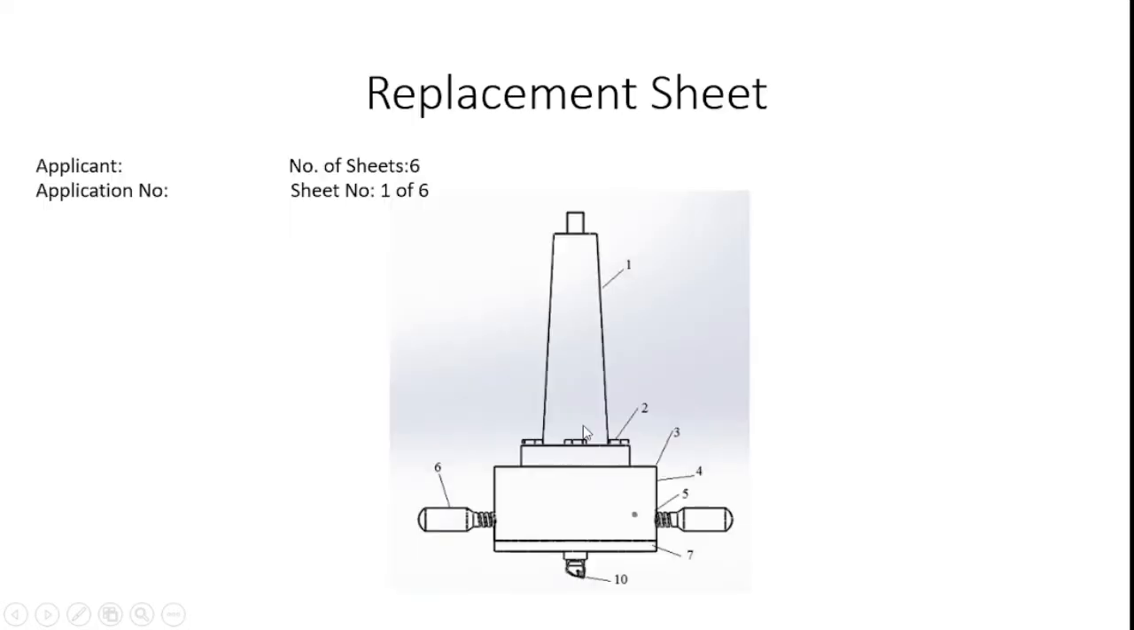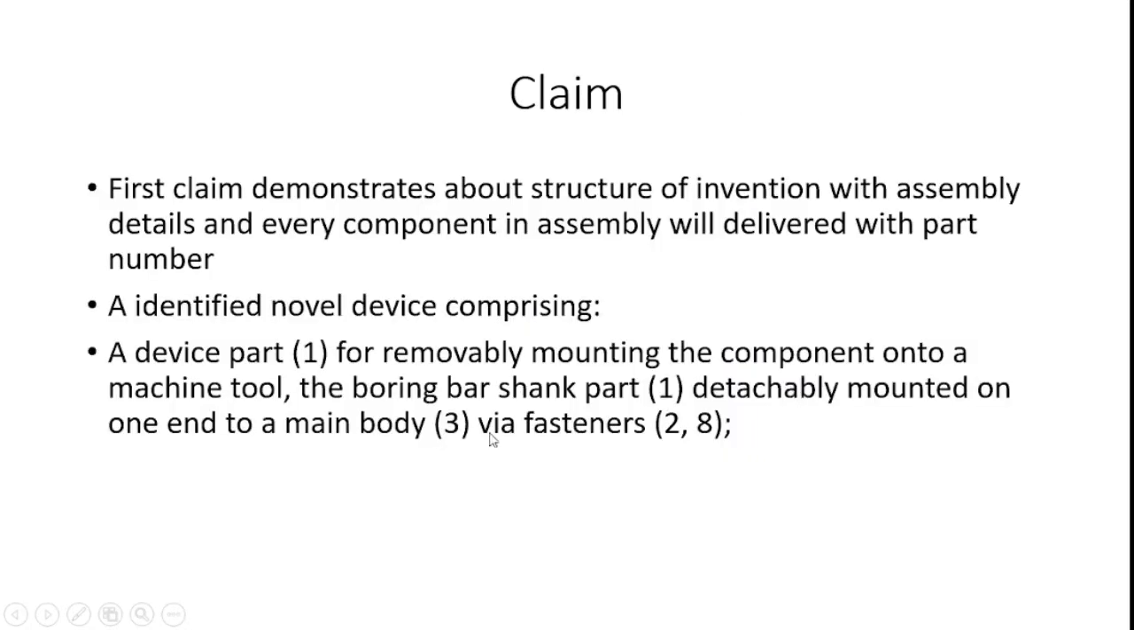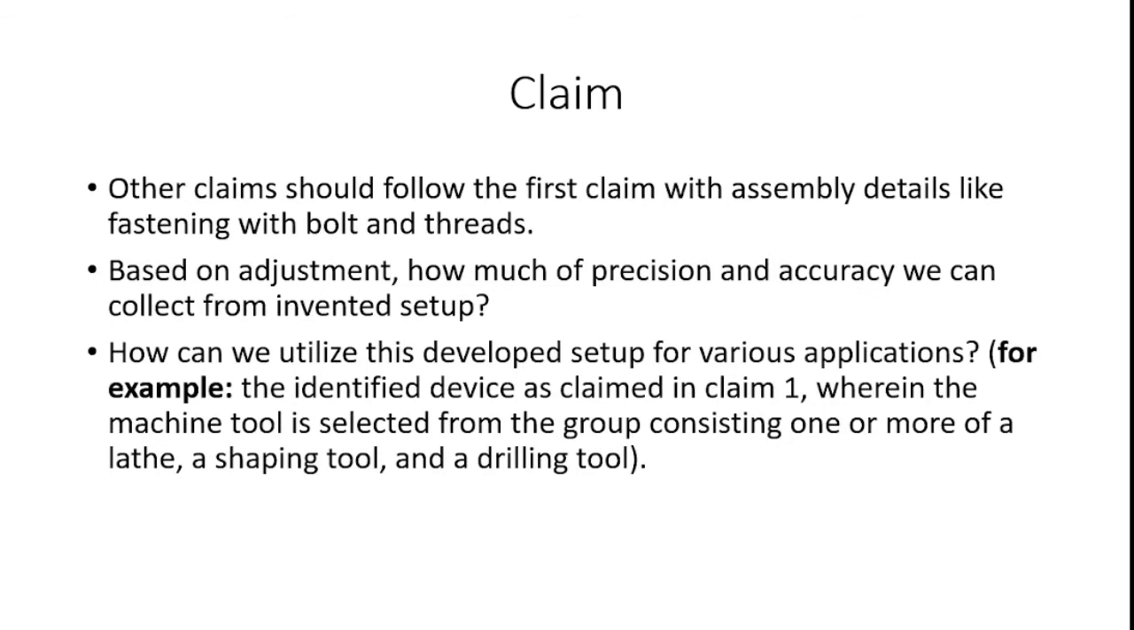Why, how do I connect? Yes, 2 and 3 are the fasteners, so I can utilize fasteners for joining the main body with the shank. Likewise, we may write the claim clearly. After that, other claims, not only one claim our invention has. It may have different claims, so every claim we should write carefully.